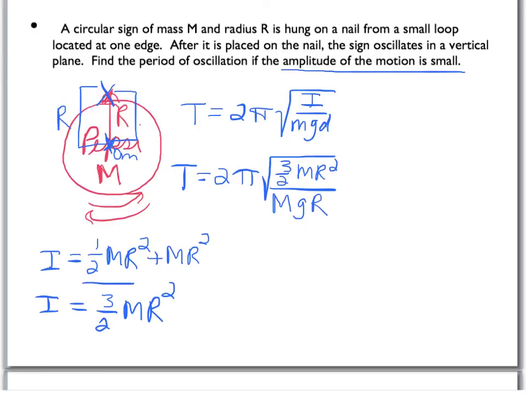Go ahead, take a second and simplify this, and you will find that for this sign, the period is equal to 2 pi times the square root of 3r over 2g.